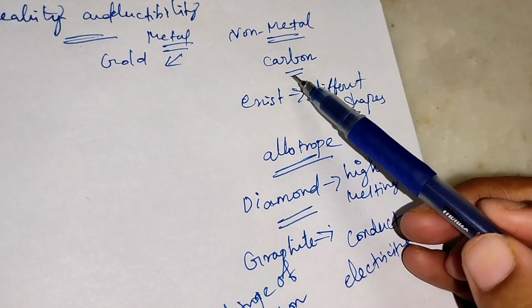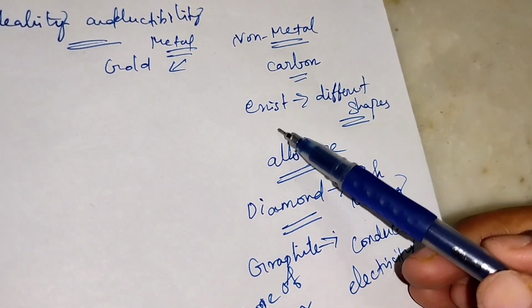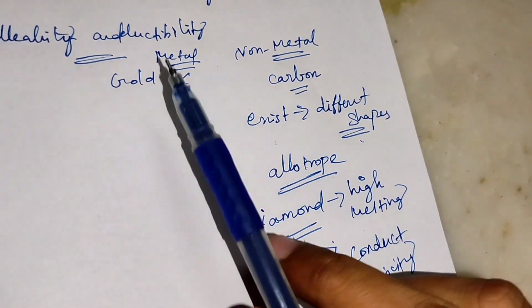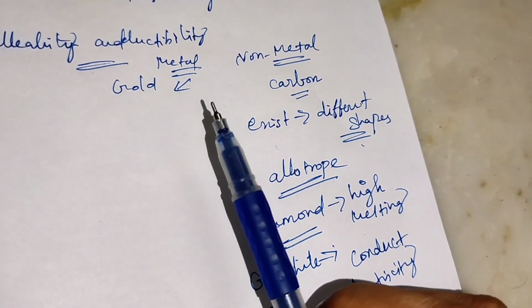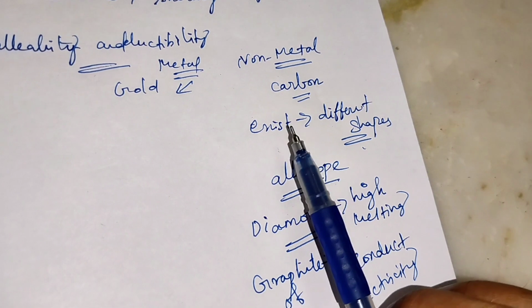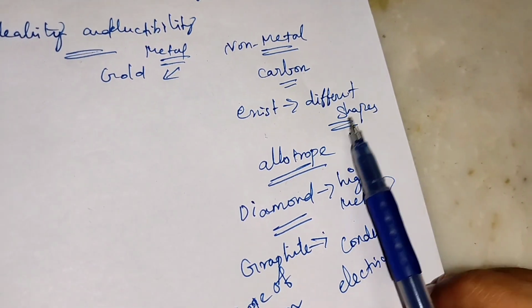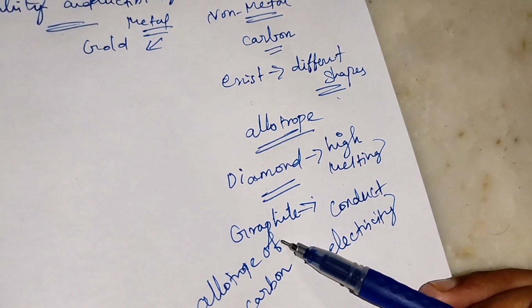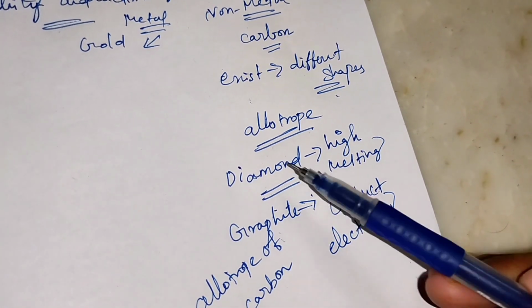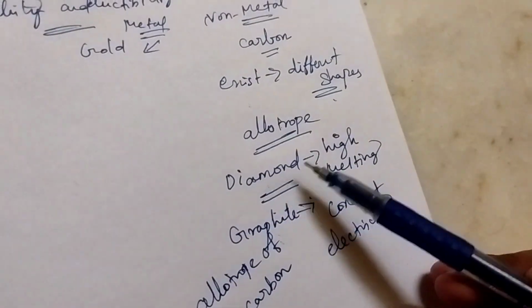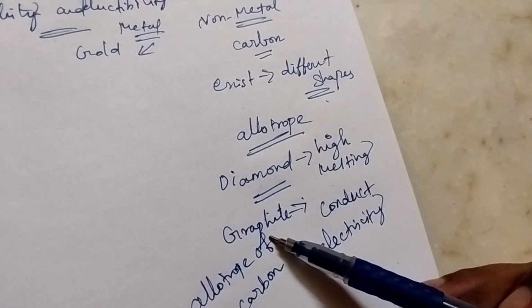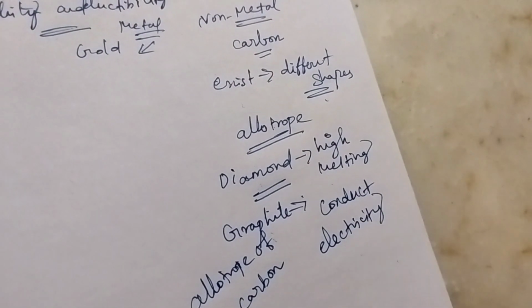Non-metal, for example carbon, can exist in different shapes, just as metal can be made into thin sheets and wire. Carbon exists in different shapes, and that is known as allotropes of carbon. Diamond is an allotrope, and graphite is another allotrope of carbon. This diamond has a high melting point, and this graphite will conduct electricity.